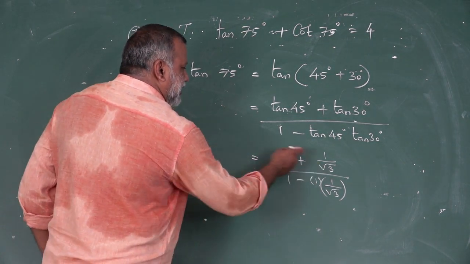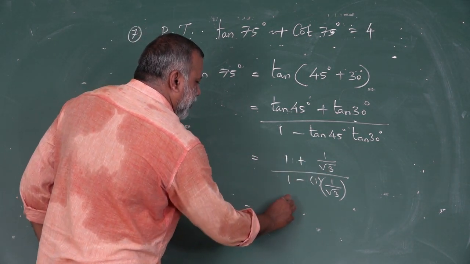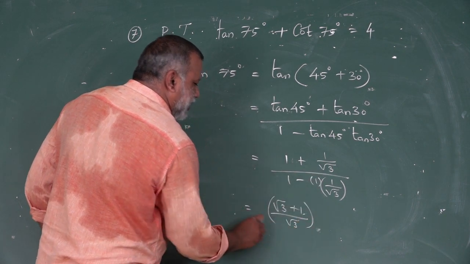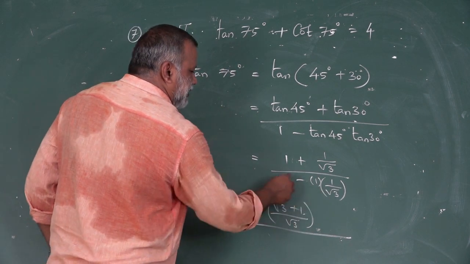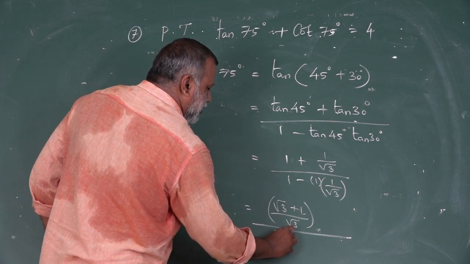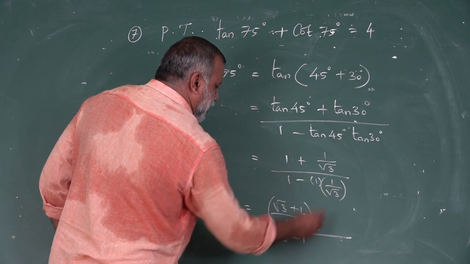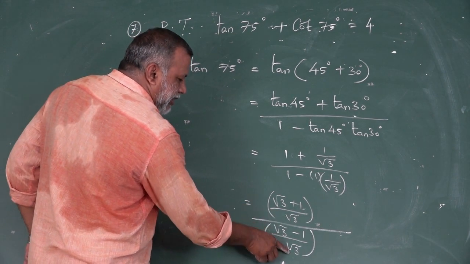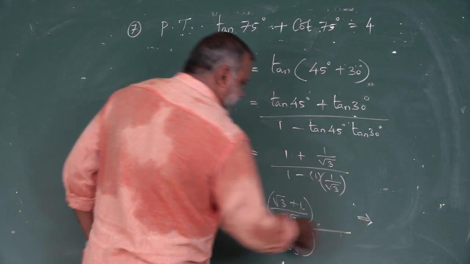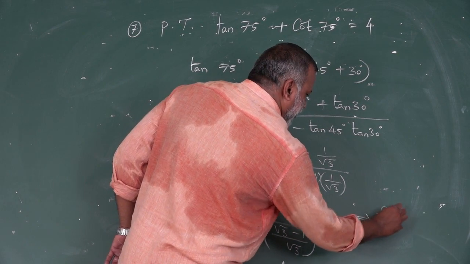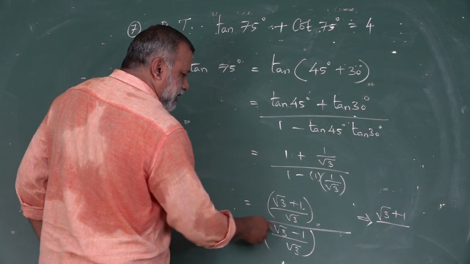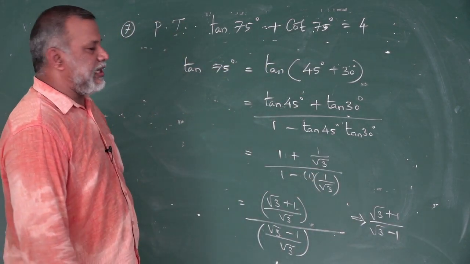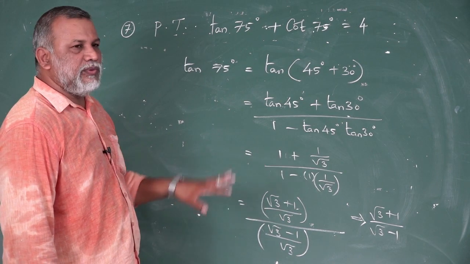Now listen, take the LCM here, root 3 plus 1 divided by root 3. This is your numerator. In the same way, take the LCM in the denominator, root 3 minus 1 into 1 becomes 1 divided by root 3. This is your denominator. This root 3 will be eliminated. Therefore, we can get the result root 3 plus 1, this is the numerator, divided by root 3 minus 1, this is your denominator.